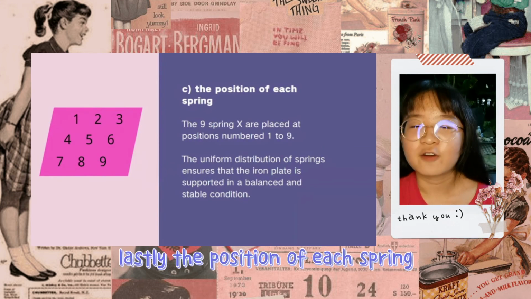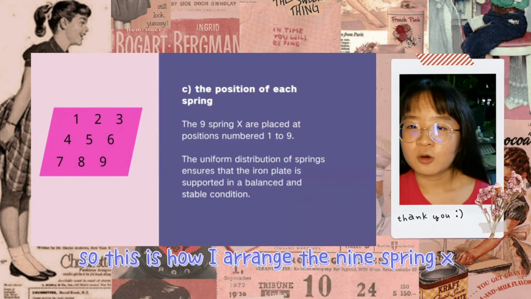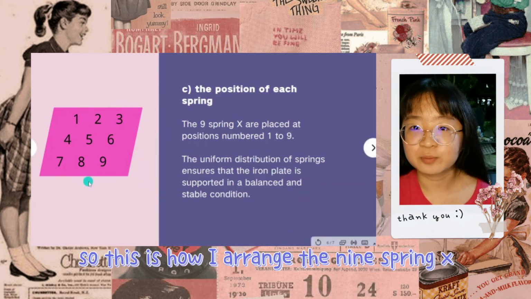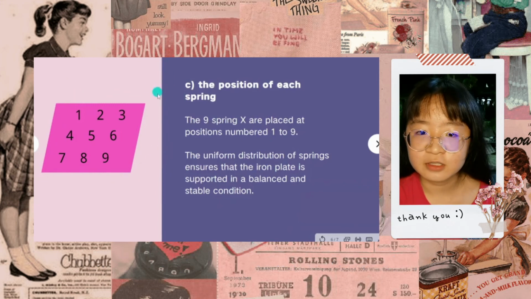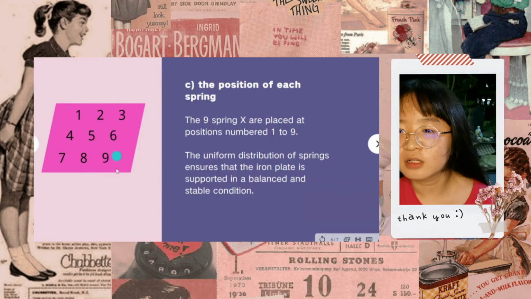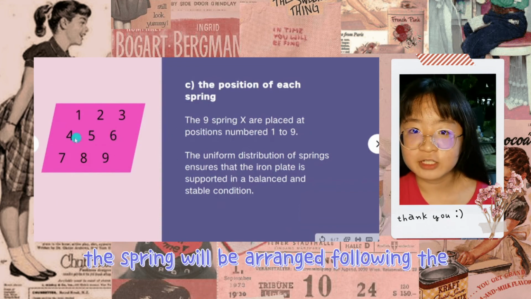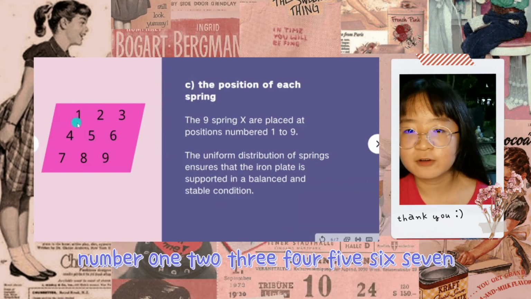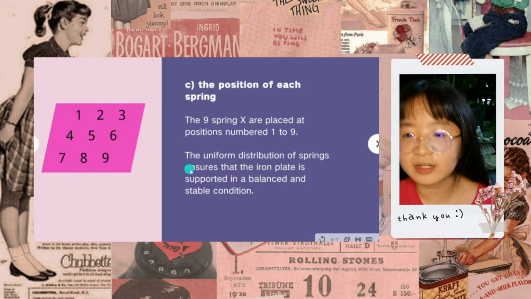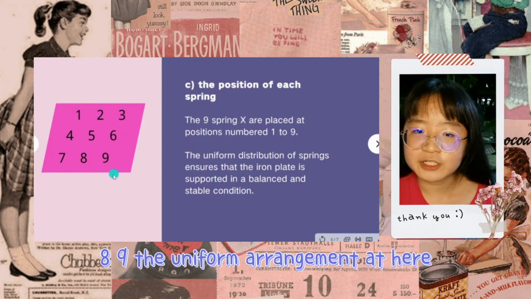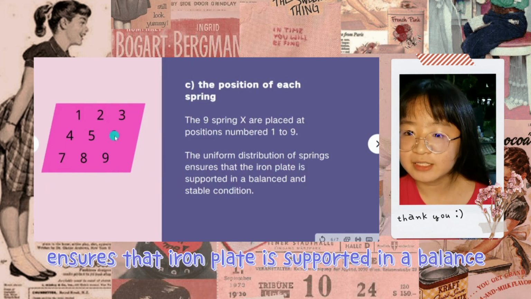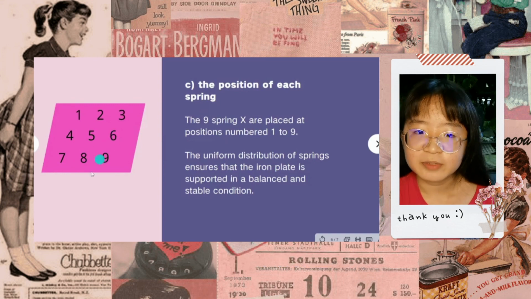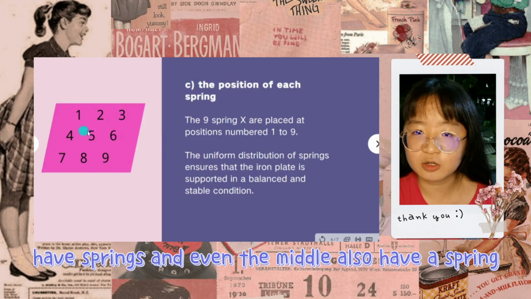Lastly, the position of each spring. This is how I arrange the 9 springs X on the diagram that I have shown here. This is what I drew just now, and the springs will be arranged following the numbers 1, 2, 3, 4, 5, 6, 7, 8, 9. The uniform arrangement here ensures that the iron plate is supported in a balanced and stable condition, because you can see every edge has springs and even the middle also has a spring.